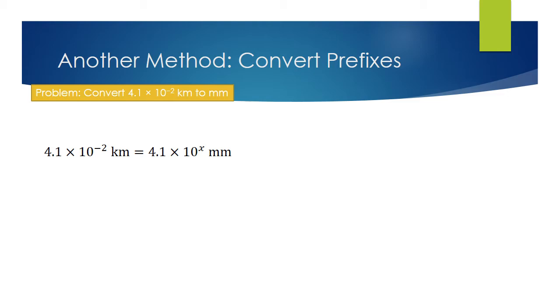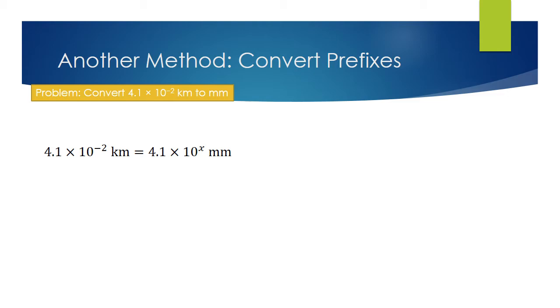First, check to see if the number is written in scientific notation. If it is, as it is here, great. If not, write it in scientific notation. Here, the number is 4.1 times 10 to the minus second, so it's already in scientific notation.